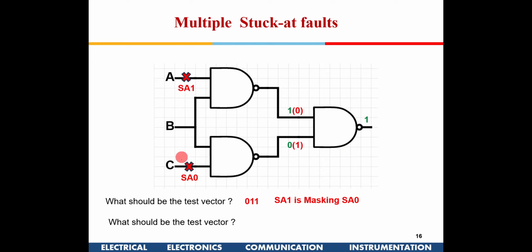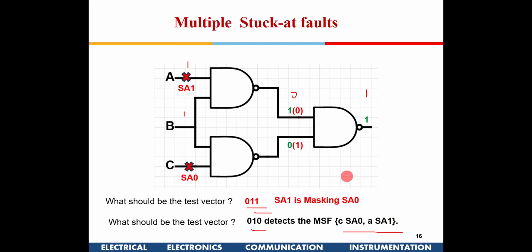Now suppose there are 2 stuck-at faults. Then 0 1 1 is not possible, right, because this is stuck at 0 and this is stuck at 1. So 1 1 will put a 0 here, and that 0 will make it a 1 here. So this fault is masking this fault, so I can't find it. So this test vector is not good enough. So 0 1 0, if I give 0 1 0 test vector, then both these faults will get detected, and I will find them. If I give 0 1 1, then I'll get an output of 1, so that is a kind of correct output. So I have to give 0 1 0, and then both these faults will get detected.